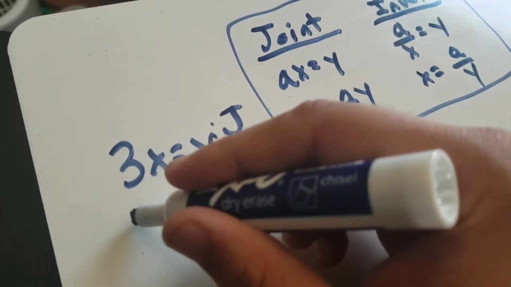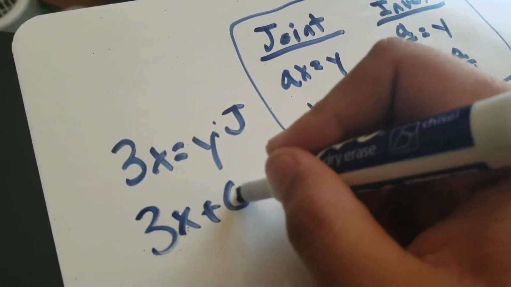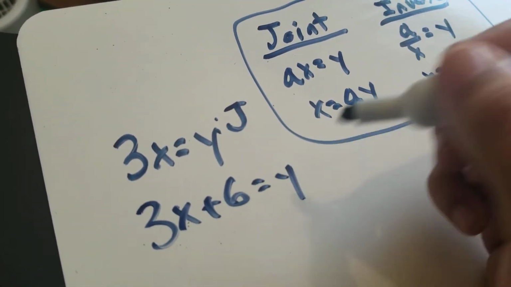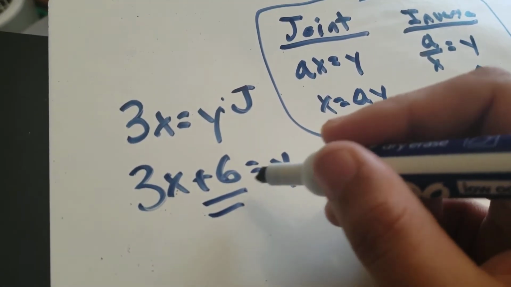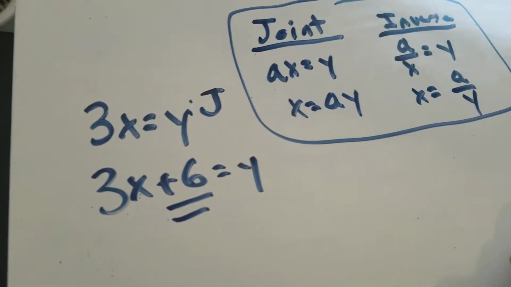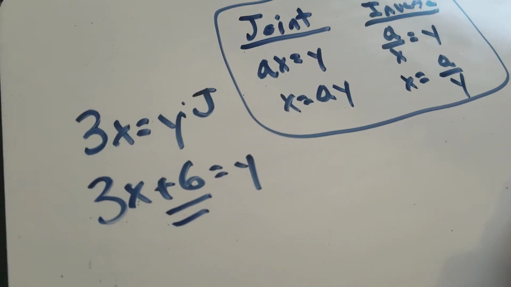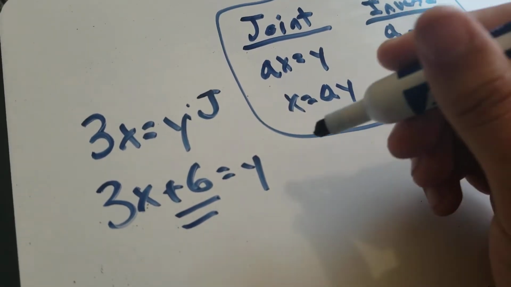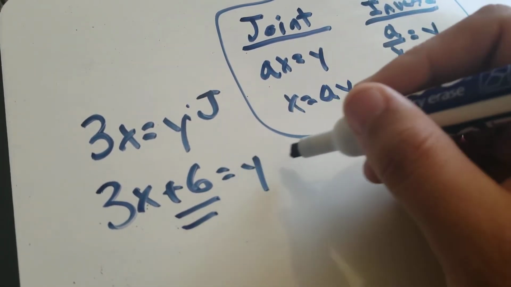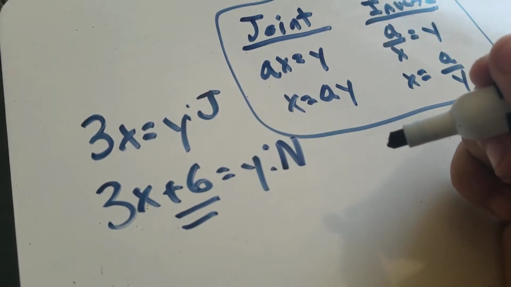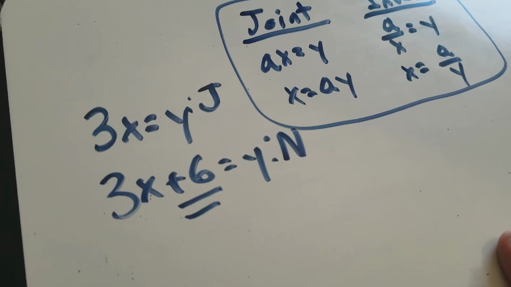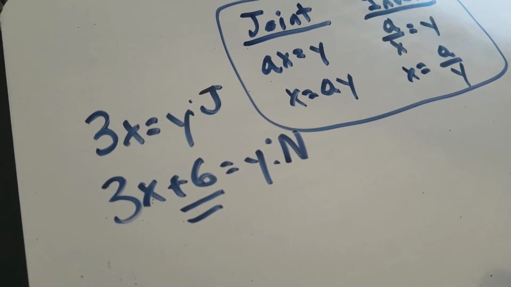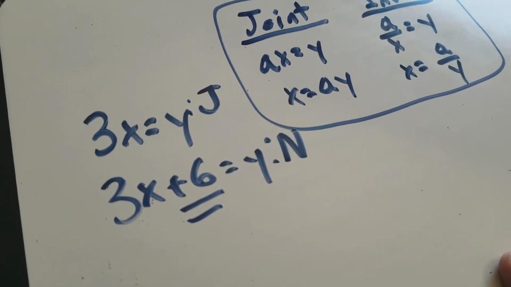What happens if it looks like this? 3x plus 6 equals y. Here's my issue. You cannot have a plus or a minus in these joint or inverse variations. You cannot have a plus or minus. So in this case, this is an N for neither. You cannot have a plus or minus, and I'm going to tell you that right now. As soon as you see a plus or minus, you already know it's going to be a neither, okay?